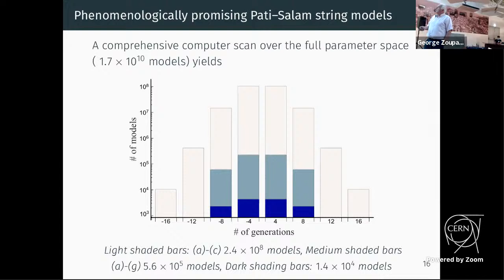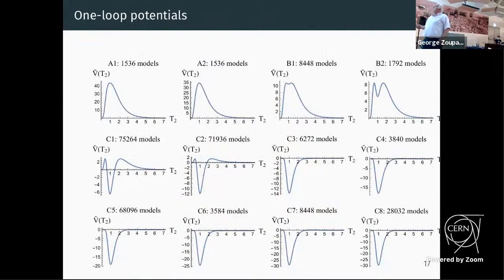Let's say the models now will satisfy the... These are the models which satisfy the standard criteria, that is complete generation and so on. These are the models which satisfy the super no-scale condition. And finally, I'm going to talk to you about the models with dark color. What we have been doing is that we have also calculated the one loop potential of these models. So of these 10 to the 5 models, we have calculated the one loop potential numerically. And these are the results.